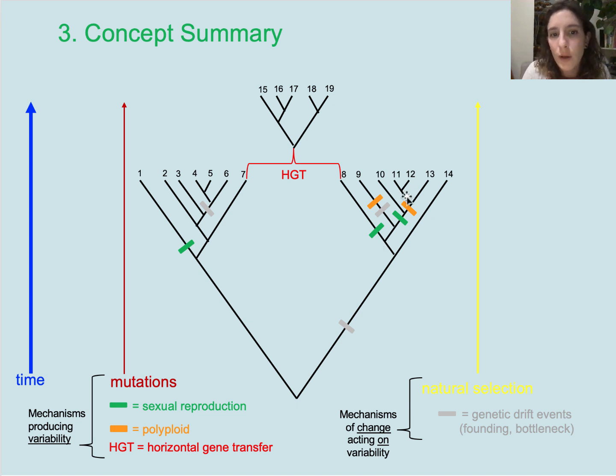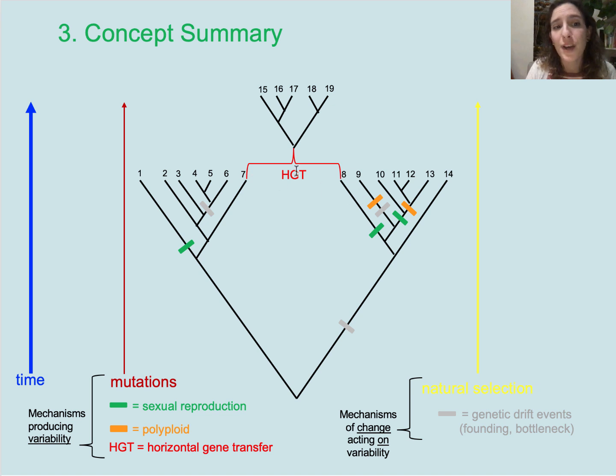Now, what you have to know about these evolutionary trees is that when there's a change right here, all of the species beyond that change will inherit that change. And so all 11, 12, and 13 have this polyploid condition because that change occurred right there. And apparently also 9 does as well. There was also some horizontal gene transfer that happened here between species number 7 and species number 8. And notice 7 and 8 come from very different lineages.